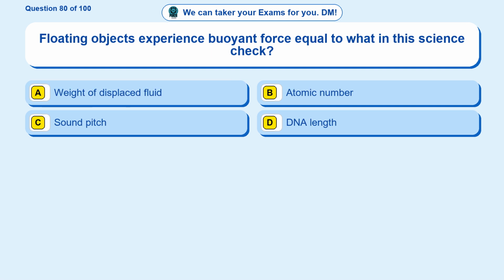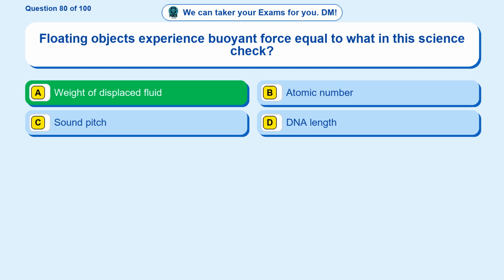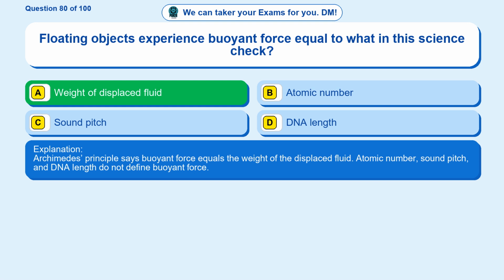Question 80. Floating objects experience buoyant force equal to what in this science check? Option A, weight of displaced fluid. Option B, atomic number. Option C, sound pitch. Option D, DNA length. The correct answer is option A, weight of displaced fluid. Archimedes' principle says buoyant force equals the weight of the displaced fluid. Atomic number, sound pitch, and DNA length do not define buoyant force.